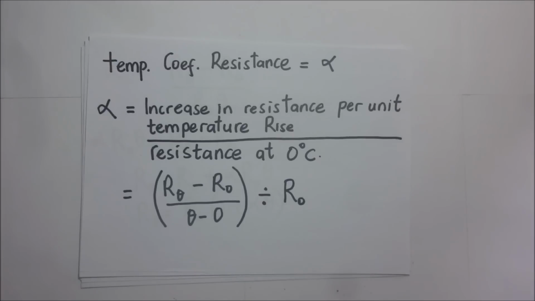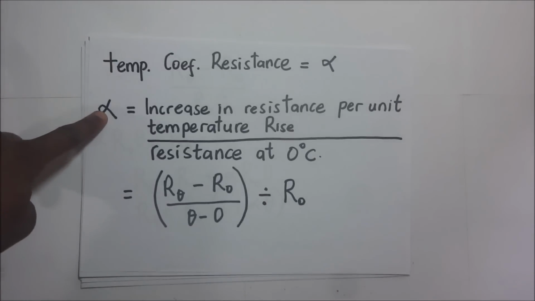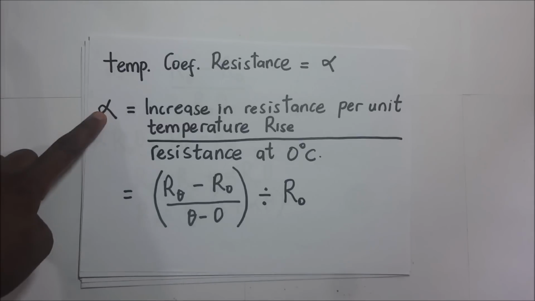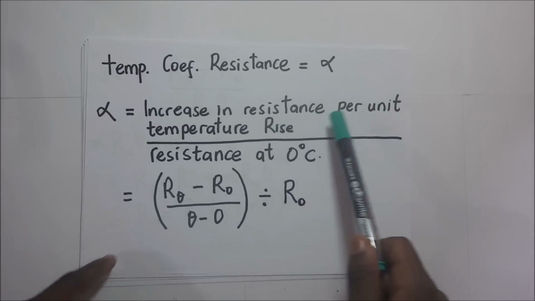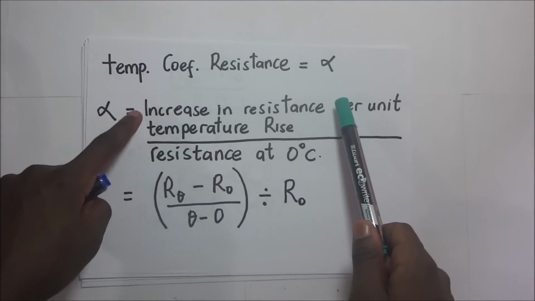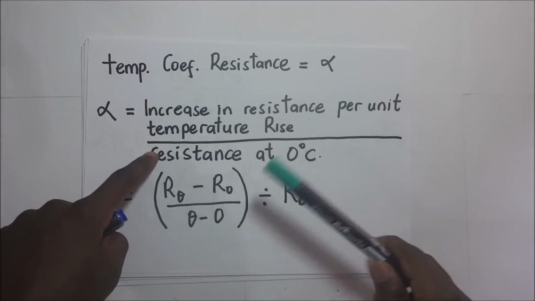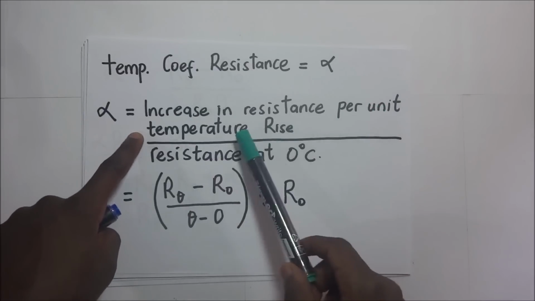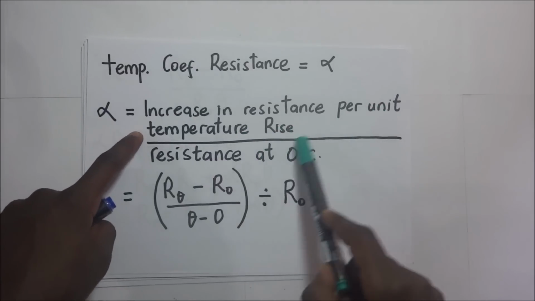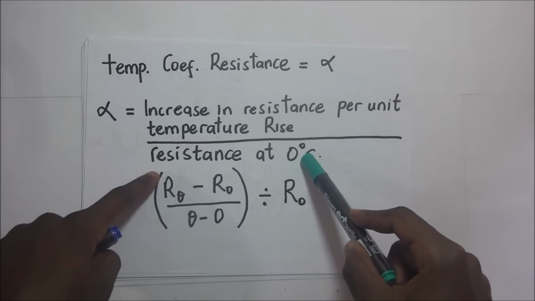Now, looking here, from our definition, the temperature coefficient of resistance is the resistance change factor per degree Celsius rise of temperature change, and it's represented by the alpha sign. This alpha is therefore equal to the increase in resistance per unit temperature rise, like we stated in our definition, per degree Celsius rise in temperature. So it's the increase in resistance per unit temperature rise, divided by the resistance at 0 degrees Celsius.